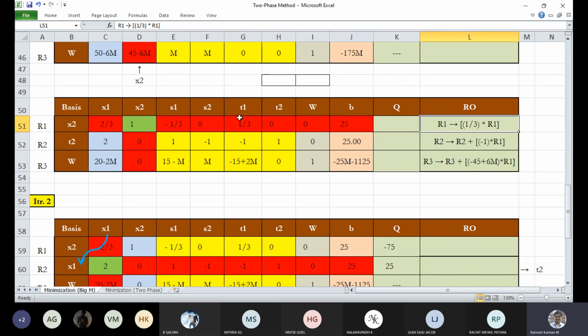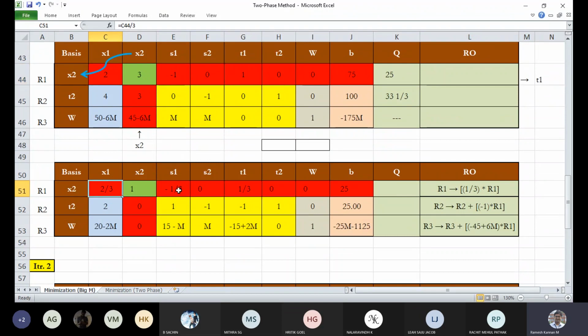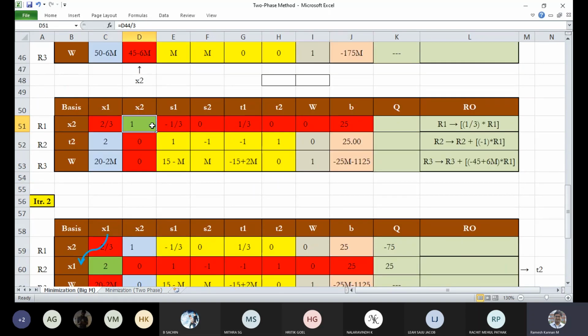So when you multiply 1 by 3 with this, or you divide this by 3, it's the same, right? So now this will become 1, and this 2 by 3 will become 2 by 3. I request you to leave this in fraction itself, because sometimes decimal conversion can cause a lot of issues in your final answers, because all your answers are continuous variables. So I request you to keep the fraction itself, right? So 2 by 3, minus 1 by 3, 0, 1 by 3, 0, 0, then 75 divided by 3 will become 25, right? Now we have made one improvement here.